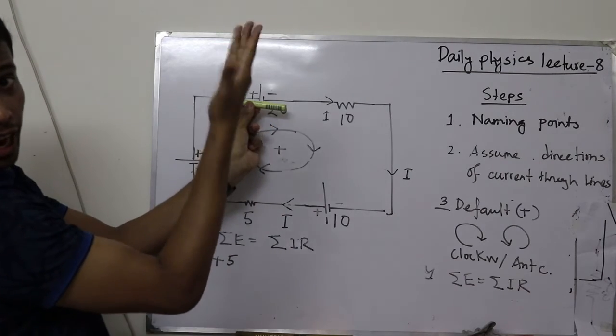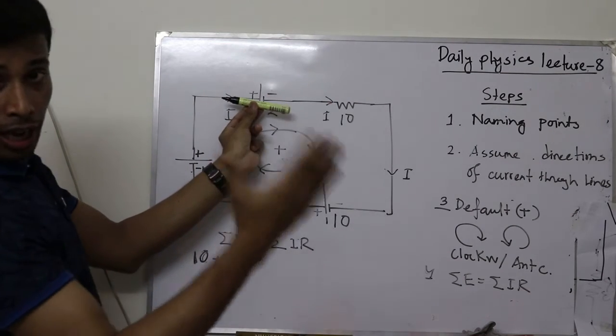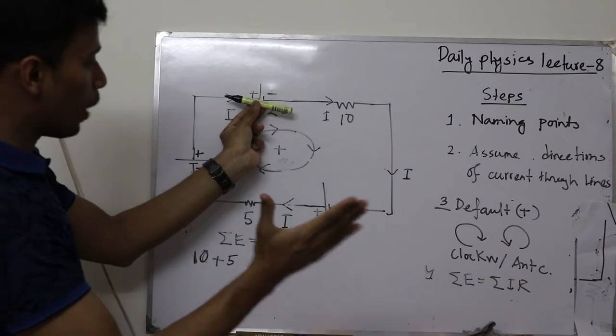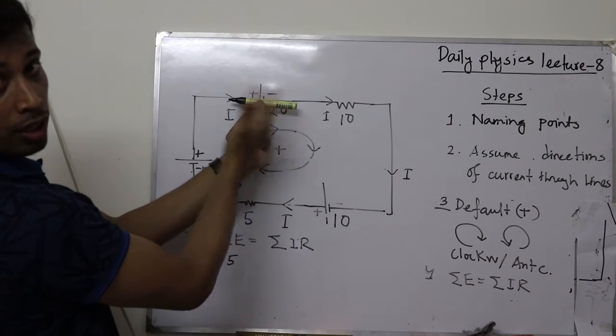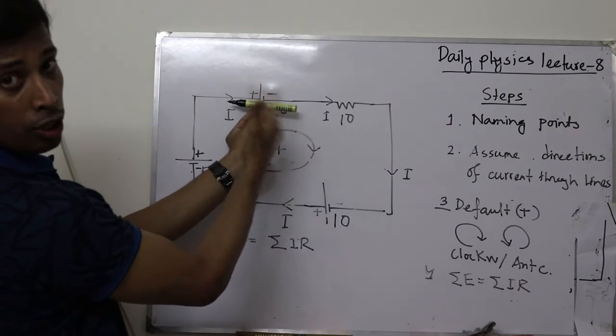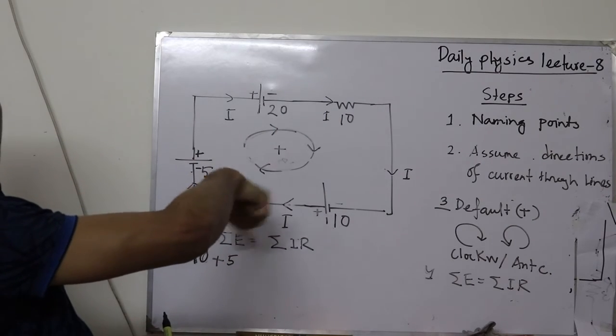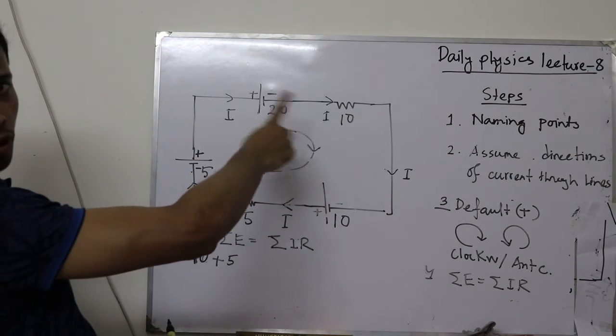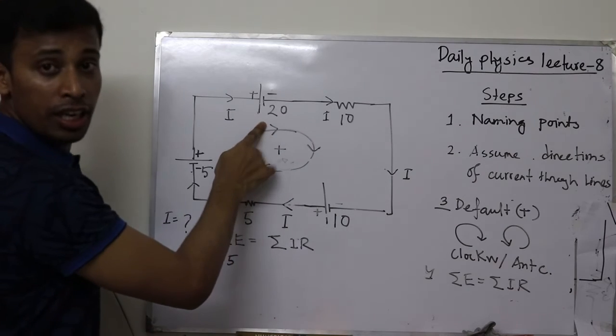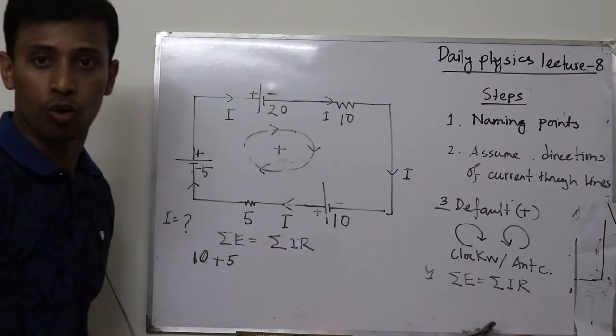So this hand is my second hand, this hand we assume it's the second hand of a watch. So tail to pointing, this direction. This is not clockwise direction, right? That's the anti-clockwise. So the direction of this cell is anti-clockwise.